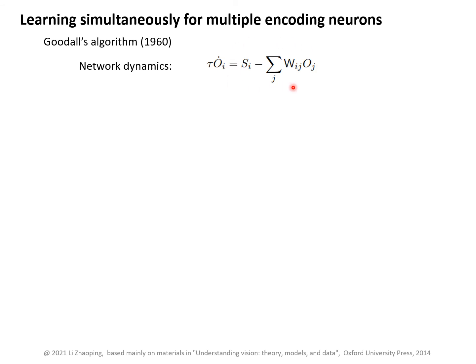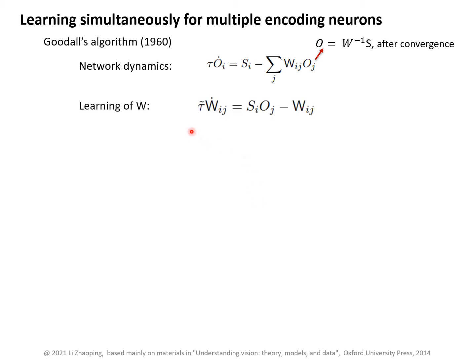However, once this recurrent network has converged in its dynamics, this O no longer changes, so the left-hand side is equal to 0. The right-hand side should also be equal to 0. Therefore, we have this as the outcome: O equal to W inverse S. So this recurrent network is equivalent to a feed-forward network after its convergence, with this as the feed-forward weights.